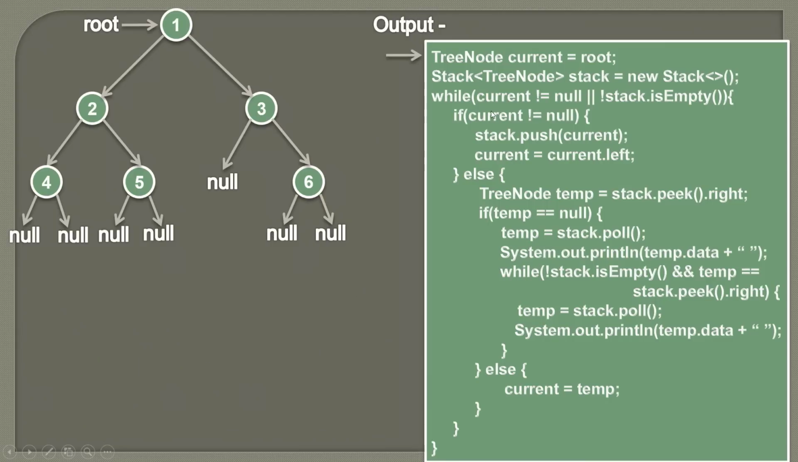So at the first step, we create a tree node current which simply points to the root. And in the middle of this algorithm, we are also creating one temporary tree node. We will see their advantages later in the algorithm. So in the first step, we are simply creating the current and pointing it to root. Then we are creating the stack data structure. So this is our stack data structure, and we are using the stack class present in Java.